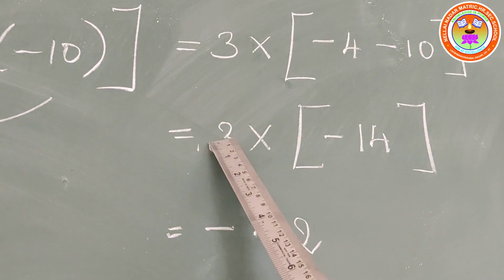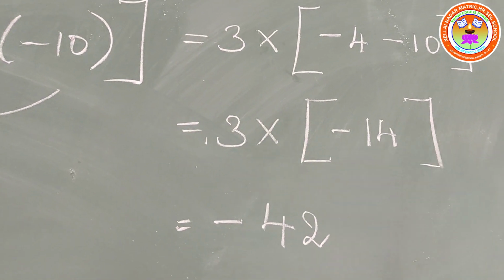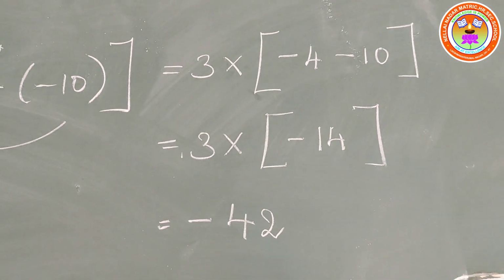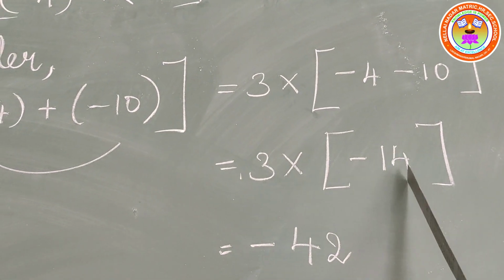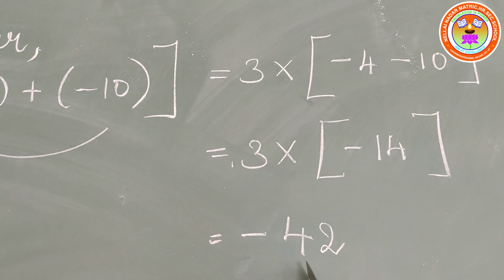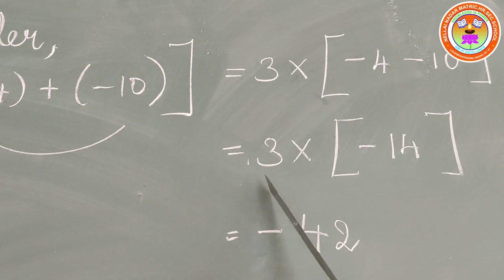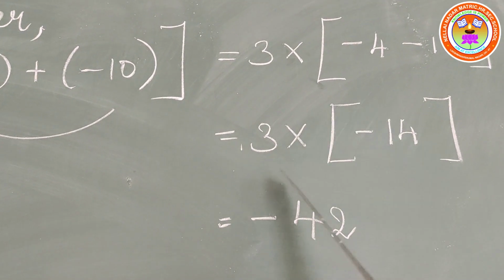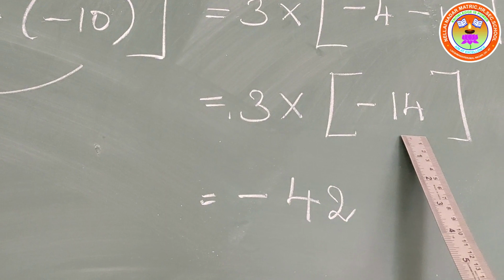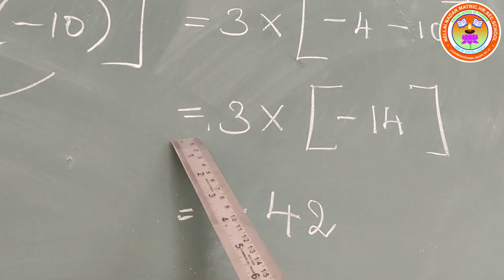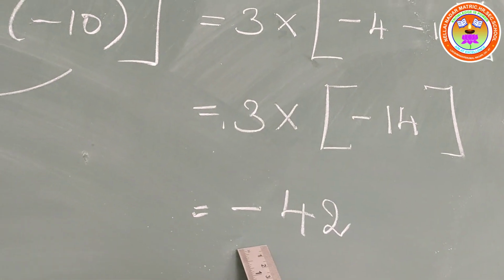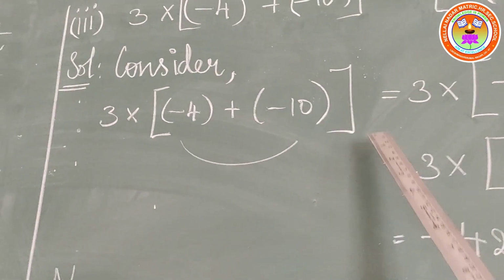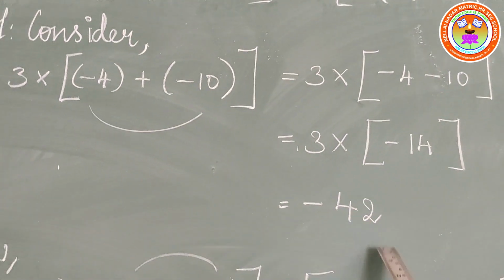Now here you have 3 into minus 14. So what you have to do? You have to multiply 3 and 14. 3 4s are 12, 2 over here and 1 carryover. 3 1s are 3 plus 1 the carryover is 4. So 3 into 14 is 42, and plus into minus becomes minus. So the answer for the first part is minus 42.